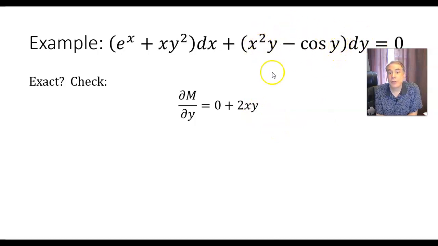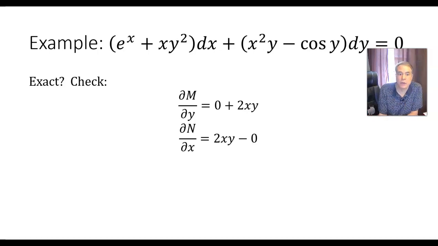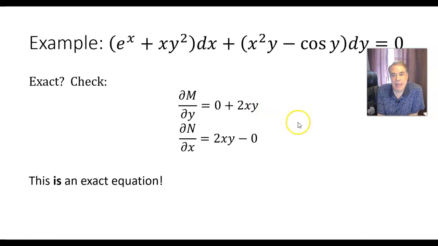Meanwhile, over here, the thing in front of the dy, the N, we have to look at its partial derivative with respect to x. So the partial of N with respect to x, now we're treating y as a constant and x as the variable, and we get 2xy minus 0. If y is treated as a constant, the minus cosine y is constant, and so its partial derivative would be 0. And these are really the same thing. They both come out to be 2xy, so this is an exact equation. The partial of M with respect to y and the partial of N with respect to x are the same function.